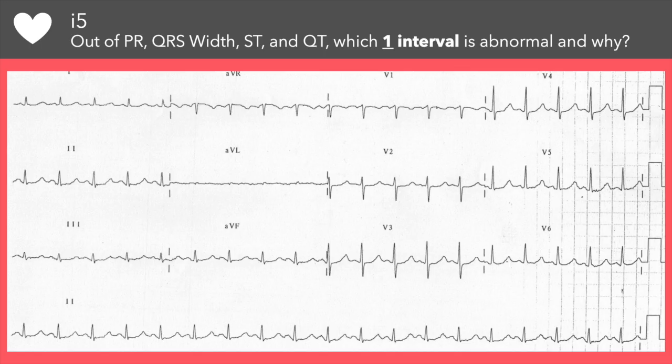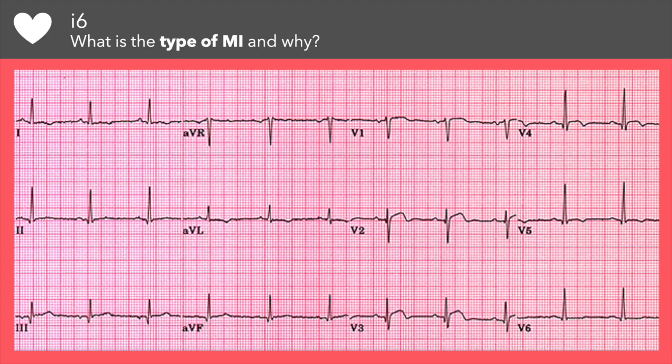I5. Out of PR, QRS with ST and QT, which one interval is abnormal and why? The QT, in this case, is greater than 1/2 the RR interval. In this case, the QT is prolonged because of hypomagnesemia. I6. What is the type of MI and why? This is more of an anterior septal MI, since we see ST elevation in V1, V2, V3, and V4.